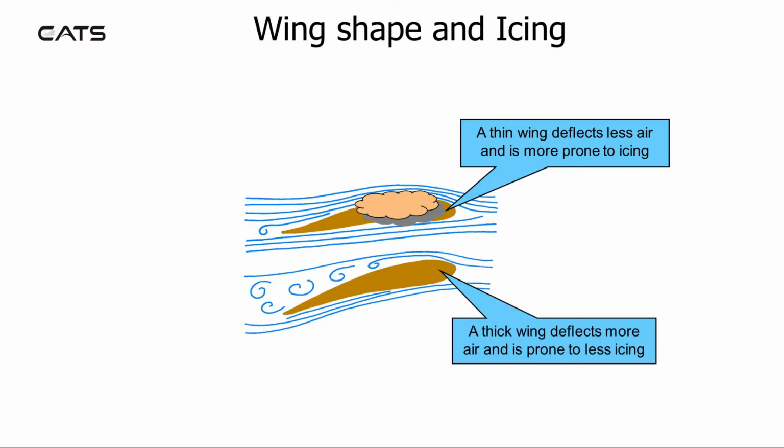Wing shape and icing. A thin wing deflects less air and is more prone to icing. A thick wing deflects more air and is prone to less icing.